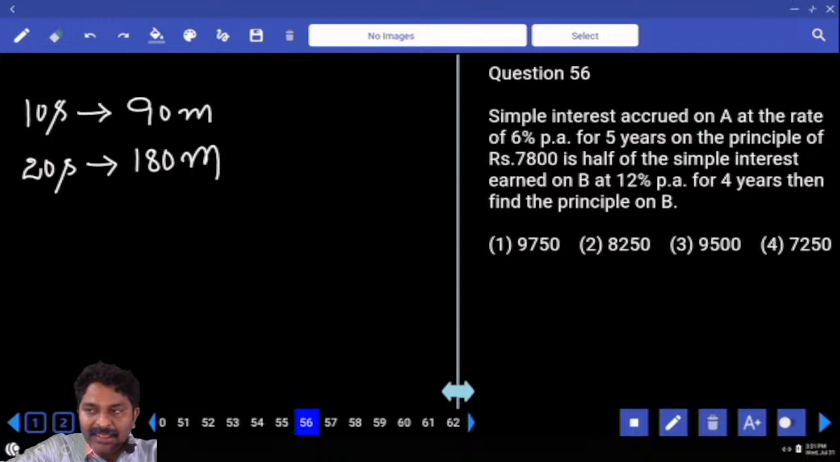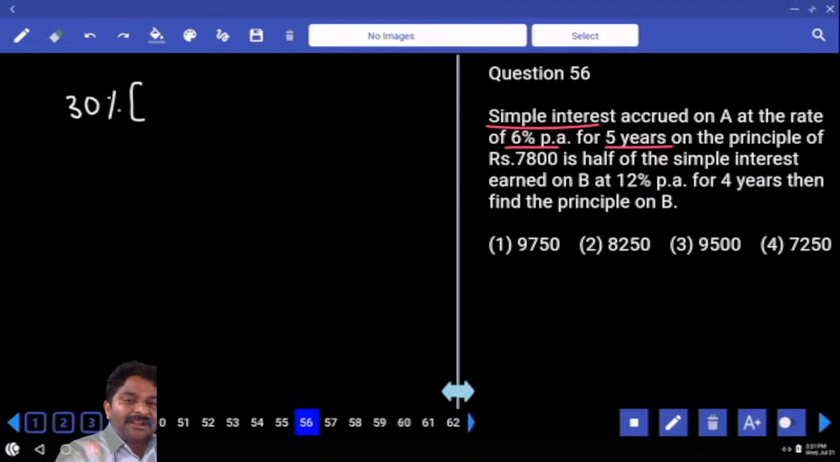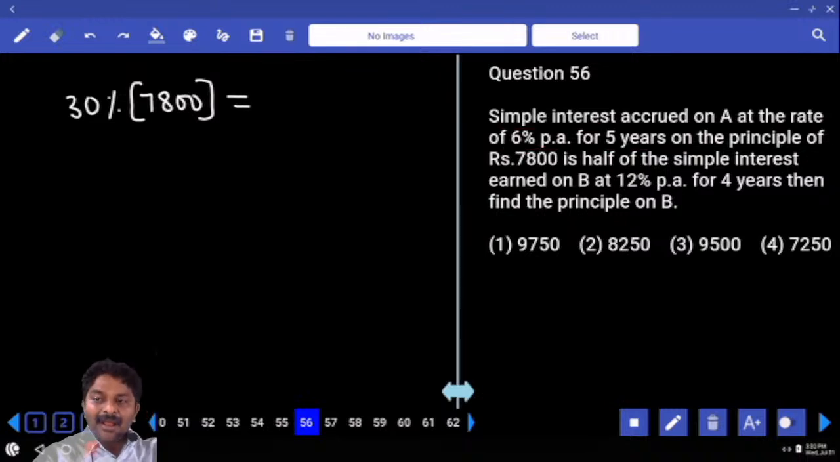Simple interest earned on scheme A at the rate of 6% per annum for 5 years on a principal of 7,800 is half of the simple interest earned on B at 12% per annum for 4 years. Then find the principal. At the rate of 6% per annum, what is simple interest for 5 years? 30%, calculated on 7,800 only, which is half of what? Simple interest obtained from scheme B. In scheme B, they were charging 12% per annum for 4 years. How much interest do we get?